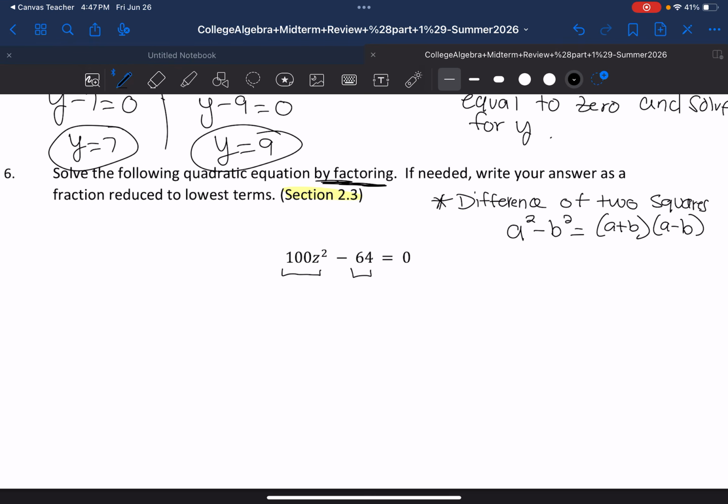So what do I mean by it can be something squared? So 100 is equal to 10 times 10. And z squared is equal to z times z. So this could be rewritten as 10z all squared, because if I multiply that by itself, it will give me 100z squared. Minus, and then 64 is equal to 8 squared.